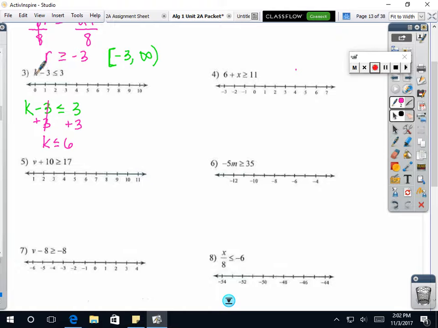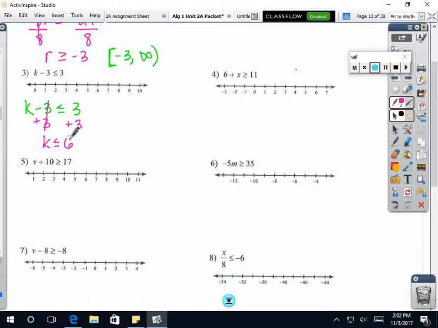Like, let's try 6. 6 minus 3 is 3. And is 3 less than or equal to 3? Yes, it's equal to 3. Let's try a number less than 6, like 5. 5 minus 3 is 2. Is 2 less than or equal to 3? Yes. Any number that is exactly 6 or less than 6 will make a true statement. If you pick a number that is not less than or equal to 6, like 7, 8, 9, and so on, it would not make a true statement. It would make a false statement. Like 7 minus 3 is 4, and 4 is not less than or equal to 3.